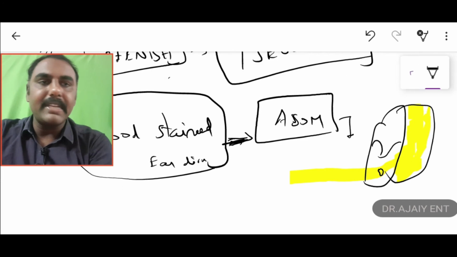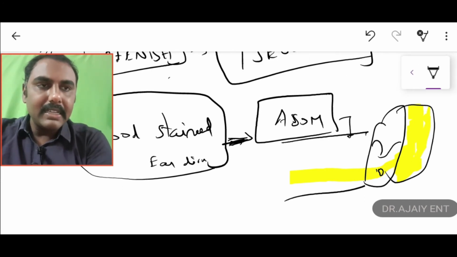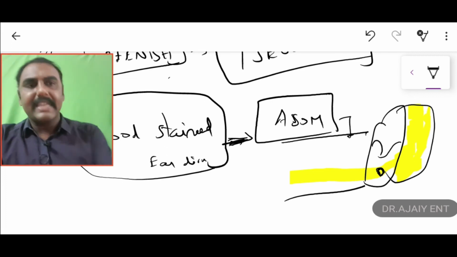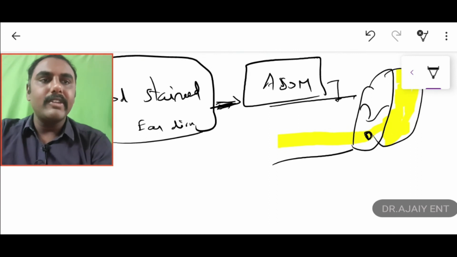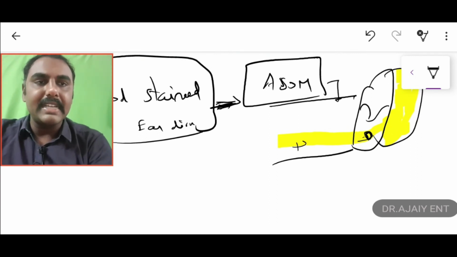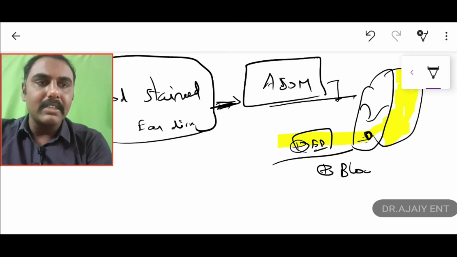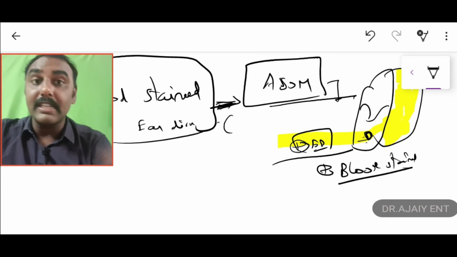But here what is happening? Here the drum is being broken. The pus is breaking the eardrum. Okay. So once it breaks, we know that along with the ear discharge, there is going to be some blood-stained discharge. Okay, so blood-stained ear discharge in a case of ASOM, not in a CSOM.